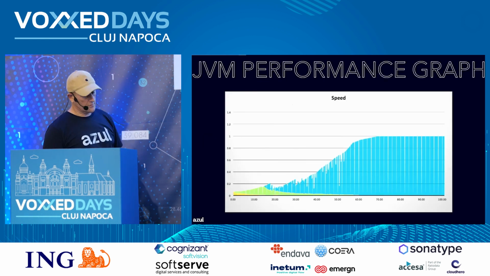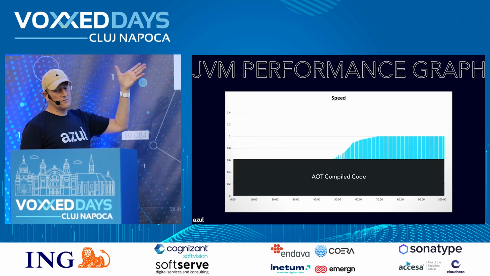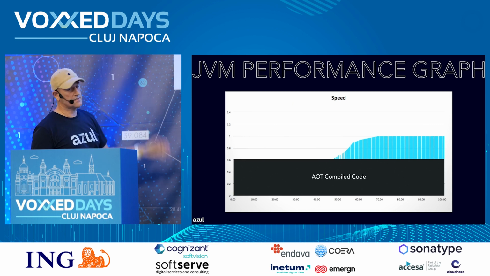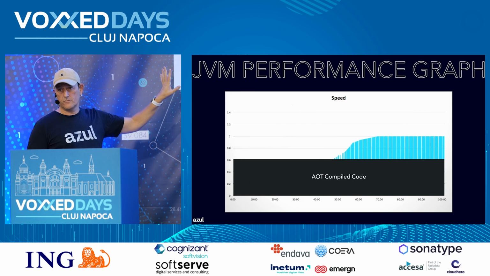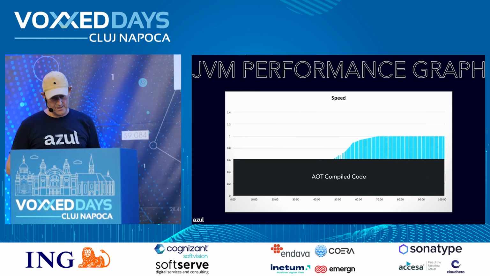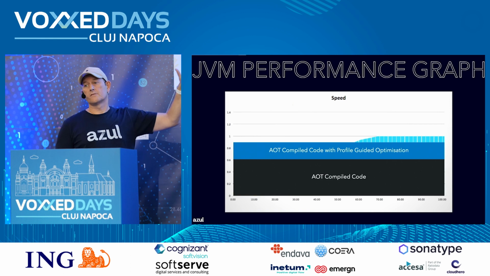And if we take again a look at the JVM performance graph, usually, and there's no general rule, you will get up to 60% of the performance of the JIT just by using plain AOT compiled code. But that can vary, of course. It really depends on the application. And once you use PGO, then you can even reach higher levels, like up to 90% of the JIT.